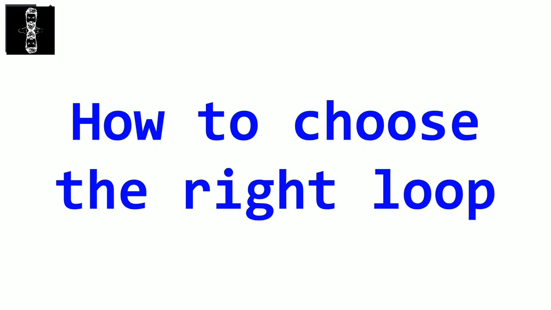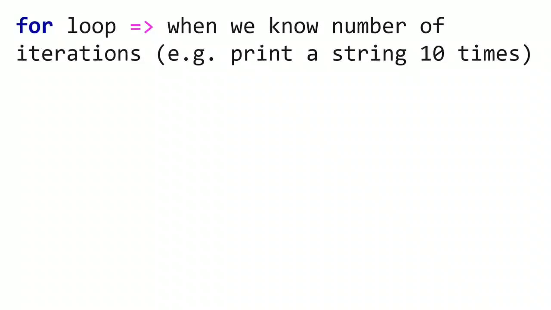Now let's start. We start with the for loop. In general, we use the for loop when we know the number of iterations we will do. For example, if you want to execute something 10 times or 20 or 50 or any other finite number of repetitions, you choose the for loop.